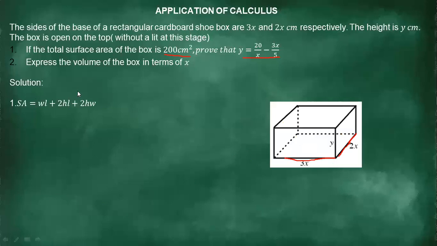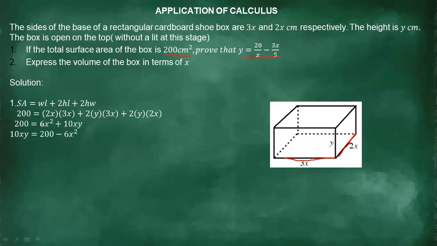All right, then from there you substitute all the values that we have, and then we add, and this is what we are going to have. Now, because we want to make y the subject of the formula, we're going to transpose 6x squared to the left hand side. Then from there, we're going to divide both sides by 10x. Then we simplify it, and it's going to give us 20 over x minus 3x over 5. And this is how you have proven that question.